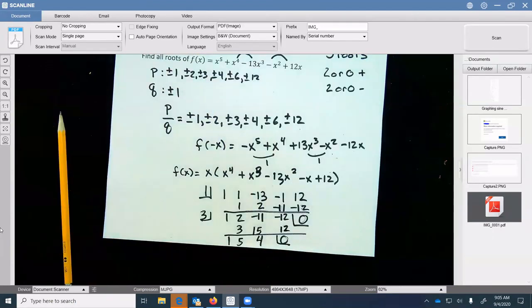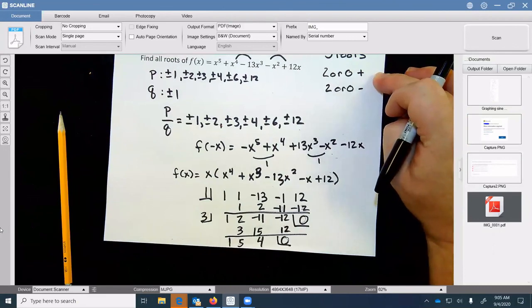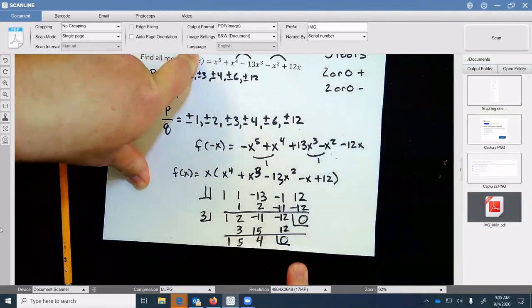Now, are there any more positive factors? Could there be any more positive factors? No, Descartes' rule of signs said there's either 2 or 0. How many do I have? 2. If I wanted to continue on this path, don't look at positives anymore. None of them are going to work. So you'd look at negatives.